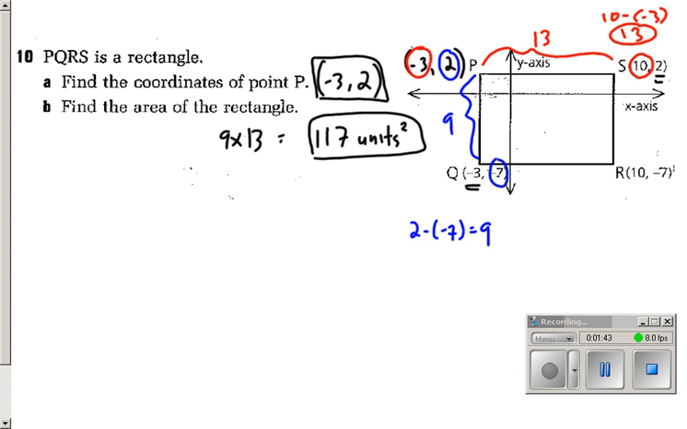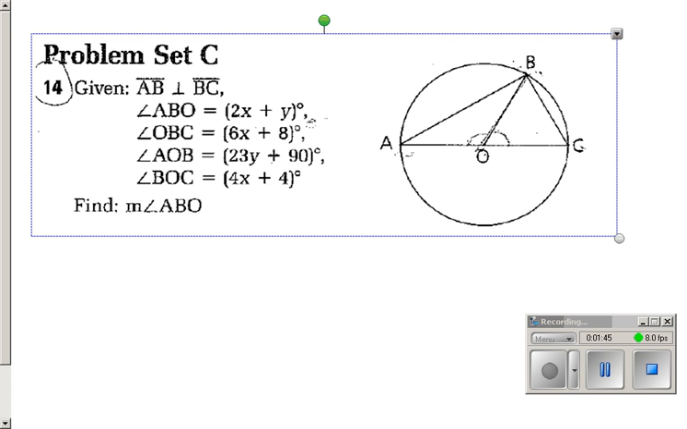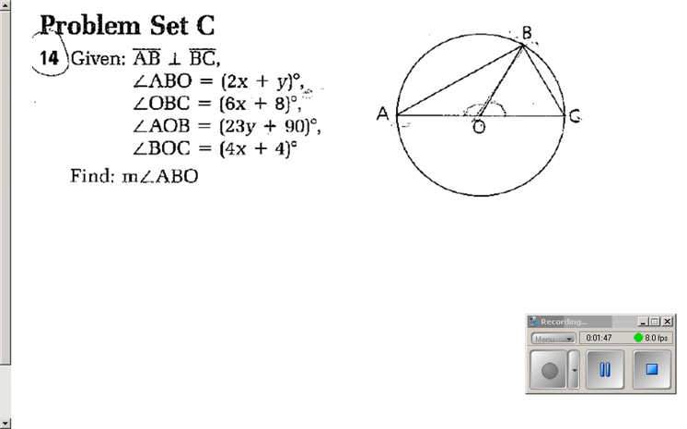Number 14 is probably one of the more challenging problems on your assignment. And this one uses the concept of perpendicular to set up a system. Again, anytime you see x's and y's in the same problem, you should be setting off flags in your head saying that's got to be a system. So the question is, what is ABO, given that ABO is 2x plus y, OBC? So let's label this stuff in the picture. None of it's in the picture, so let me just draw it.